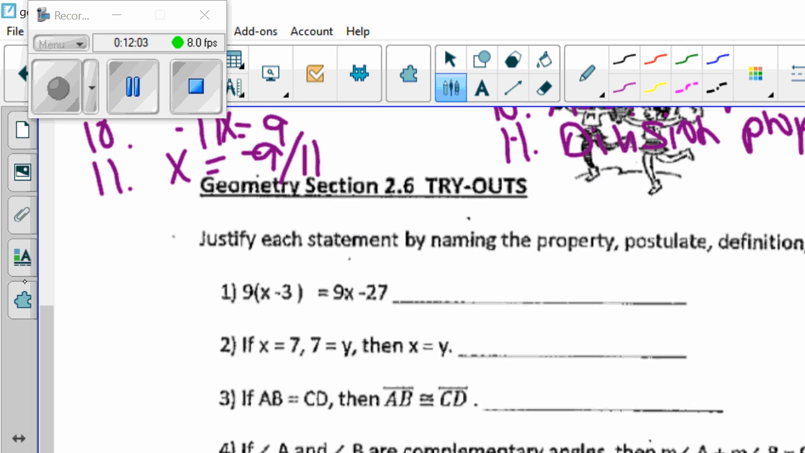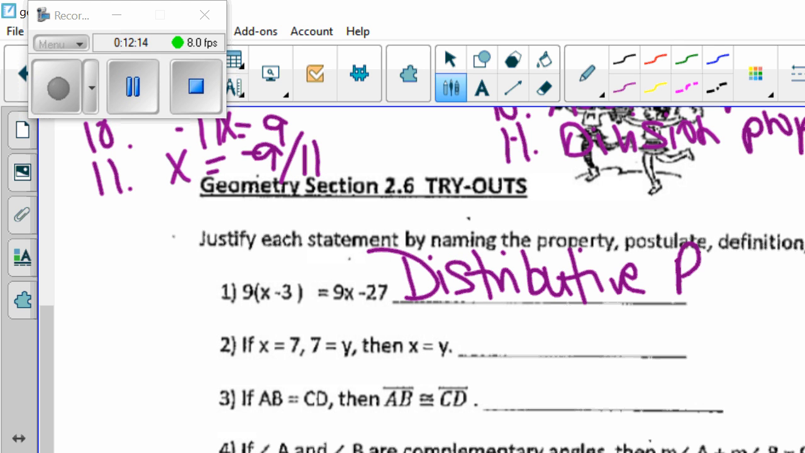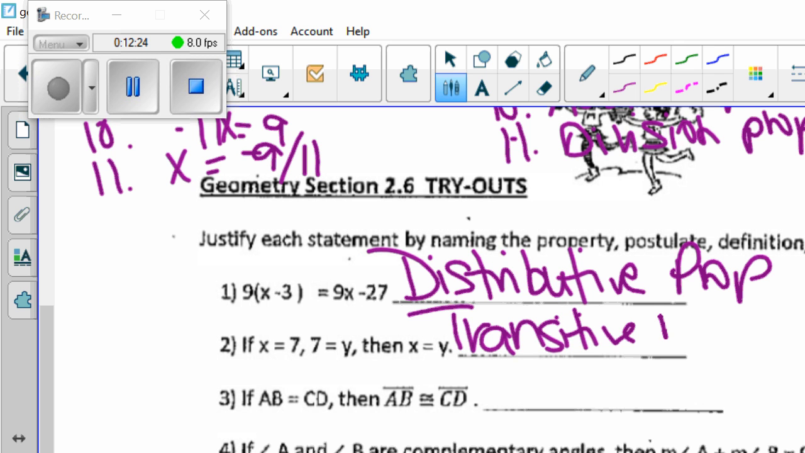Again, let's just do some reviews. Justify each statement by naming the property, postulate, definition, etc. 9 times x minus 3 equals 9x minus 27. They distributed. This is the distributive property. Number 2, if x equals 7, 7 equals y, then x equals y. So the first equals the last. That's the transitive property of equality.